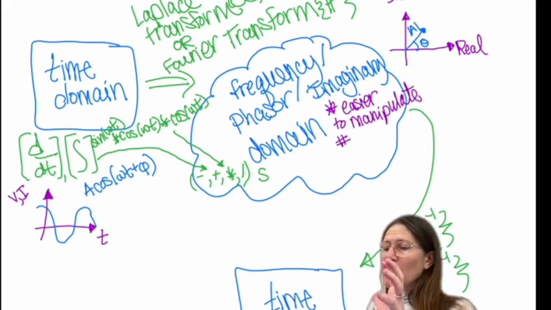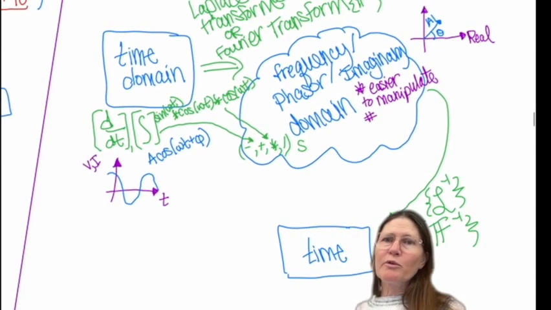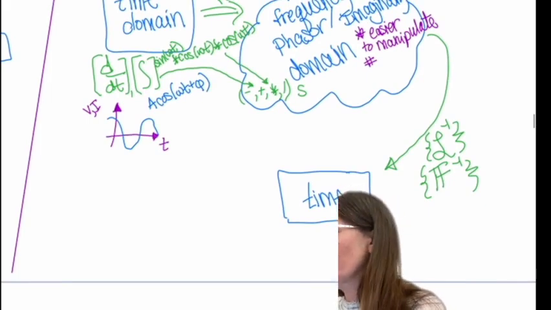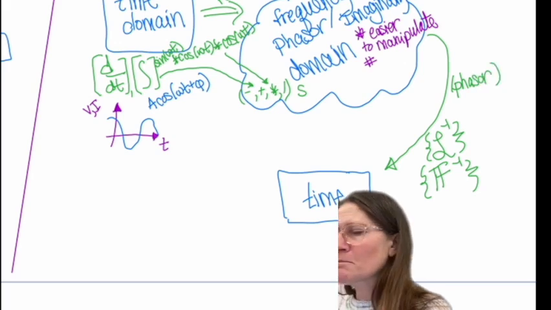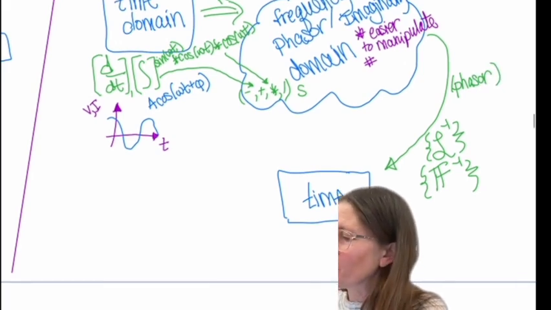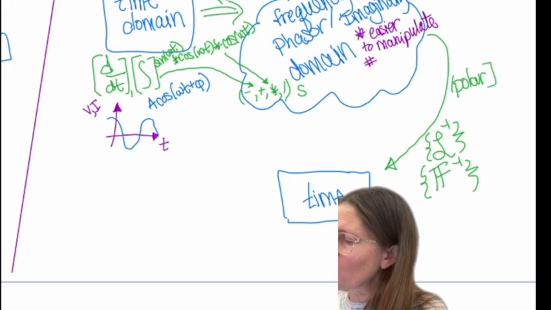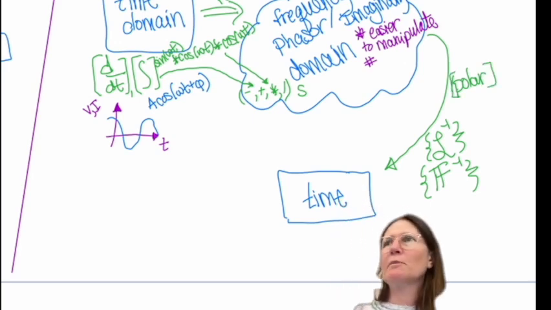And then once we get the right form, we can move back into the time domain. So the form that we need to go into the time domain is going to be a phasor form. So a phasor is polar. Sorry, let me do polar form. Polar form, and then we can move back into the time domain.